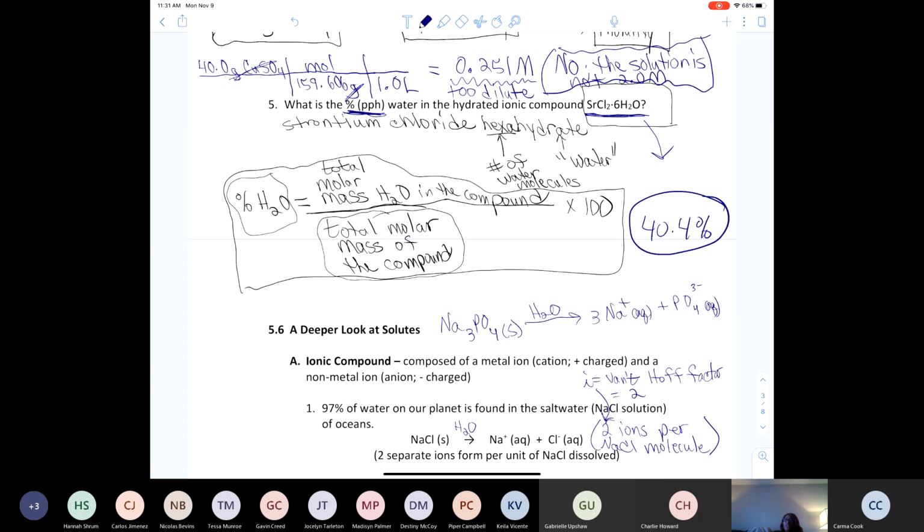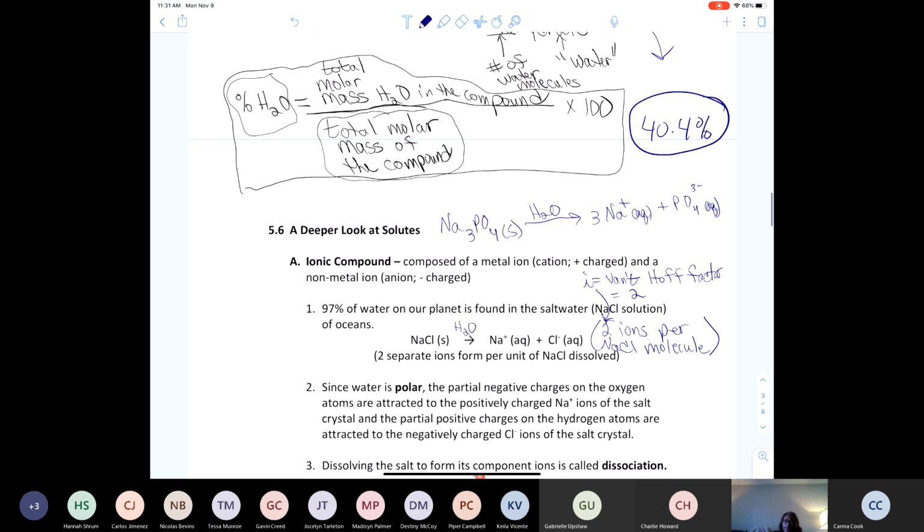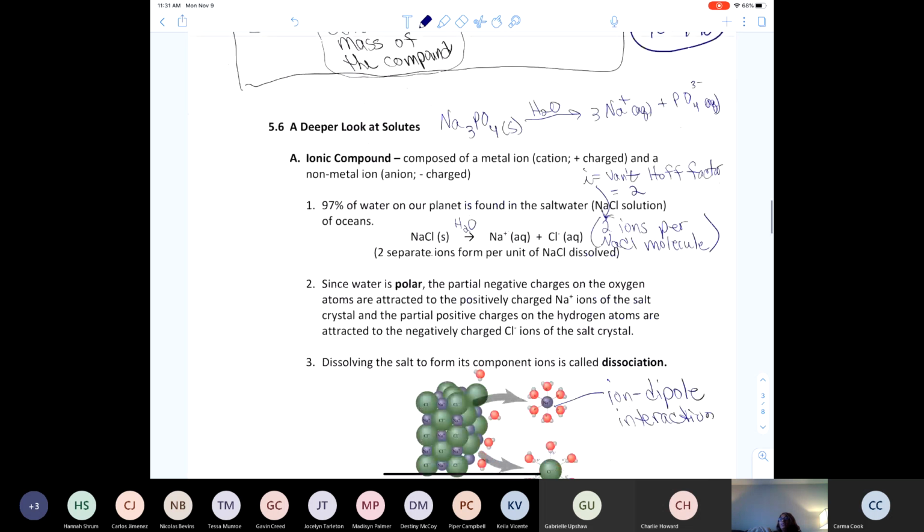And so we talked about solutions as being composed of a solute, which is the substance that gets dissolved, and the solvent, which is the substance that is doing the dissolving. Most solutions have water as the solvent, especially solutions that we make in a chemistry laboratory. However, you can have a solvent other than water.